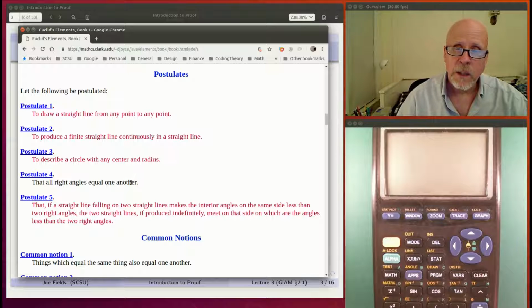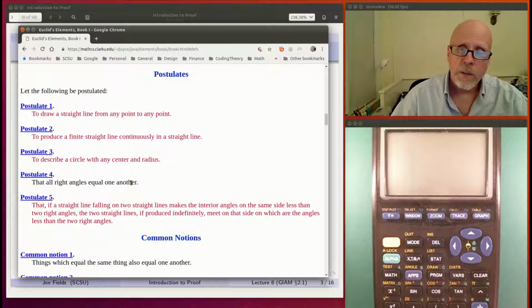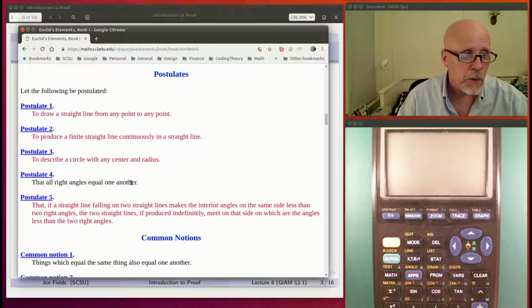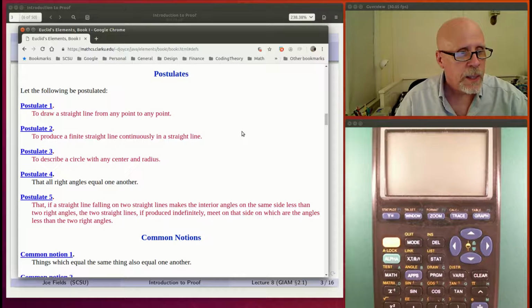It's saying that that angle measure, and by extension, all angles, are invariant. If you move things around in space, it doesn't change the measure of the angles. And then there's postulate 5, which you notice is much longer in length. We'll definitely talk about postulate number 5 later.